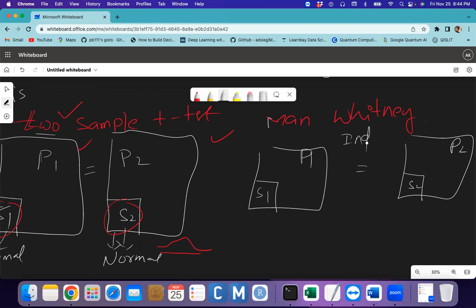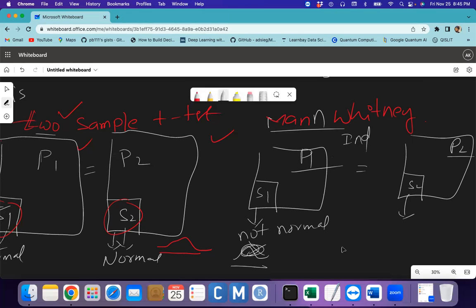Here also I don't know anything about the population standard deviation. But here, this sample and this sample are not normal. That means when you plot the graph, you won't get a graph something like this. You might get some values, but the distribution graph is not normal. In that kind of situation we apply the Mann-Whitney test. Clear?